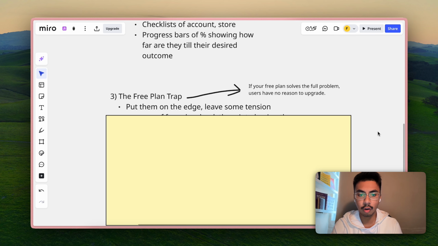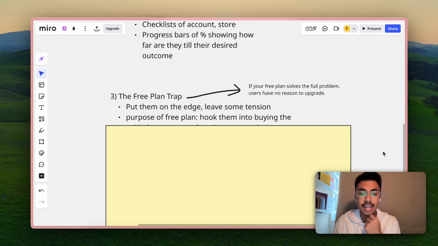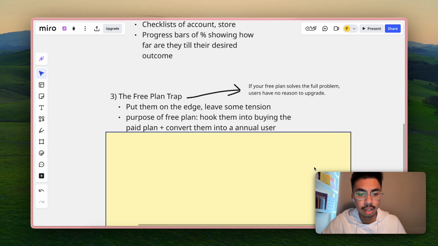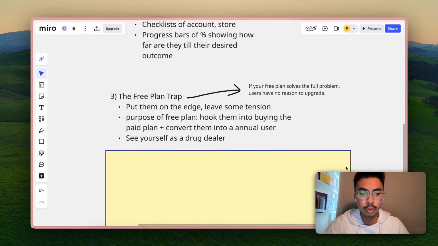Because the whole concept is you've got to put them on the edge. Leave some tension in your free plan. I want you to understand that the purpose of your free plan is to hook them into buying the paid plan and to even convert them into an annual user. So this is something you really have to be careful with. Don't give them everything in the free plan. You should only see this as a hook.